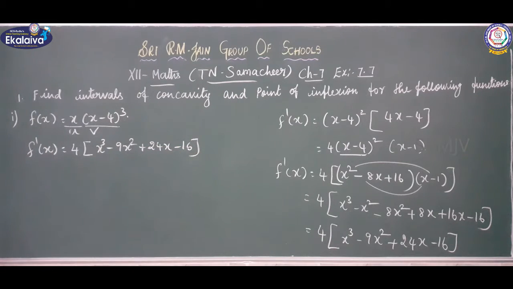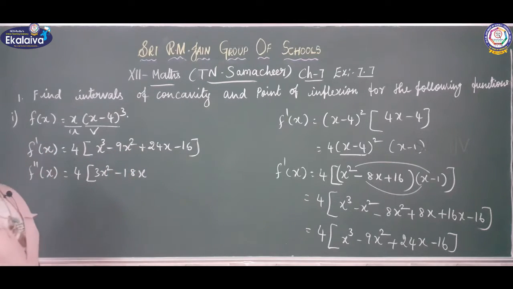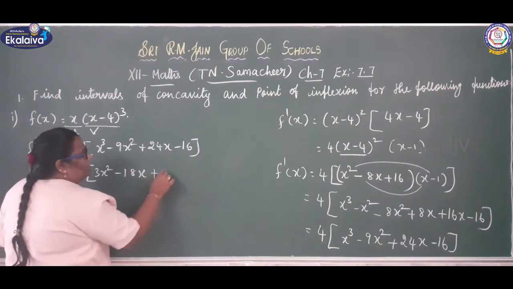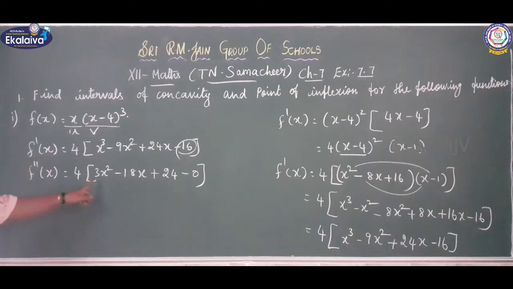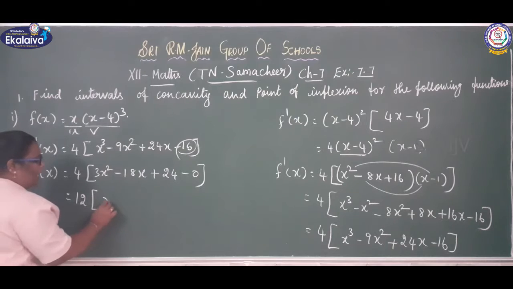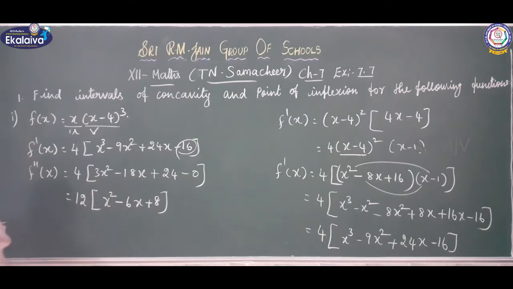Then we have to find out the concavity. So you have to find out f double dash of x. f double dash of x equal to 4 into the differentiation of x cube, which is 3x square, minus 18x, because 9 2s are 18, plus 24, it is constant, so 0. 3 is common, you can take it out. So 4 3s are 12. 12 into (x square minus 6x plus 8).